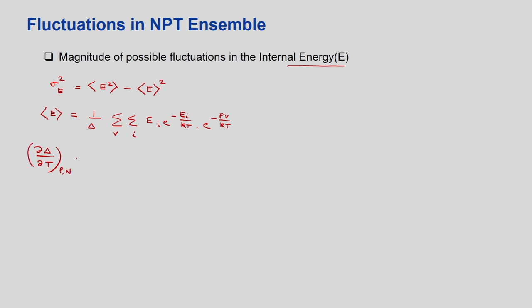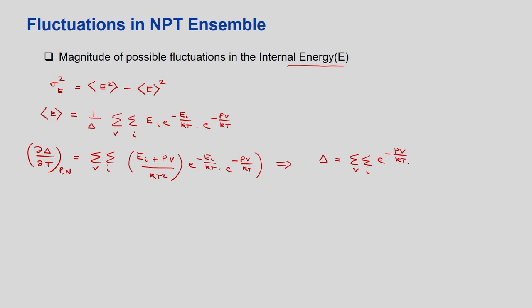Now I can also write down a similar expression, at constant pressure and number of particles, over all the states. It will be equal to E_i plus PV by kT square, into e to the power of minus E_i by kT into e to the power of minus PV by kT. So this is actually a consequence of this value delta, which we all know already. This is across the two summations, e to the power of minus PV by kT into e to the power of minus E_i by kT.